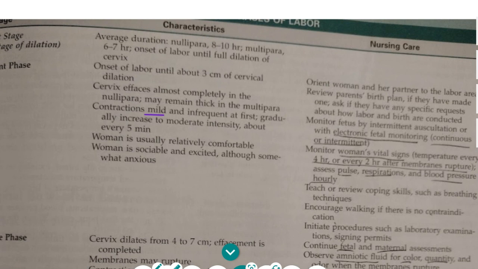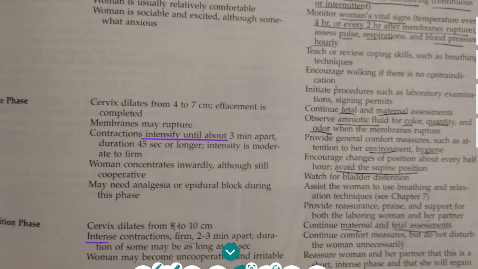In the latent phase, and we don't know which phase of the first stage this patient is in, the contractions are going to start out mild, infrequent, gradually increase to moderate intensity, and they may be about every 5 minutes. Once they get into the active phase, those contractions are going to intensify until there are about 3 minutes apart. Now, how long they're lasting is the duration. They're lasting for 45 seconds or longer. They're becoming more and more intense, moderate to firm.